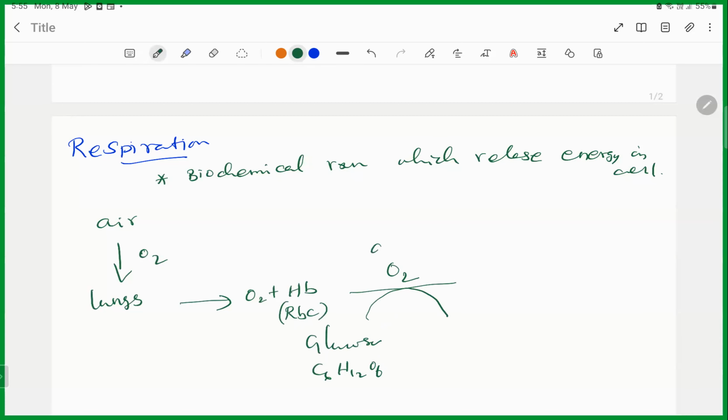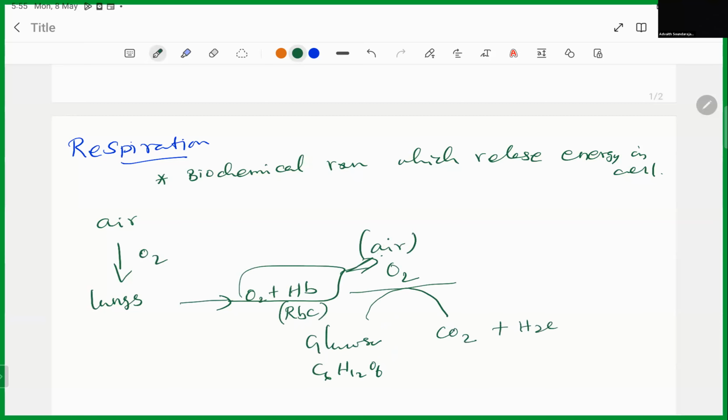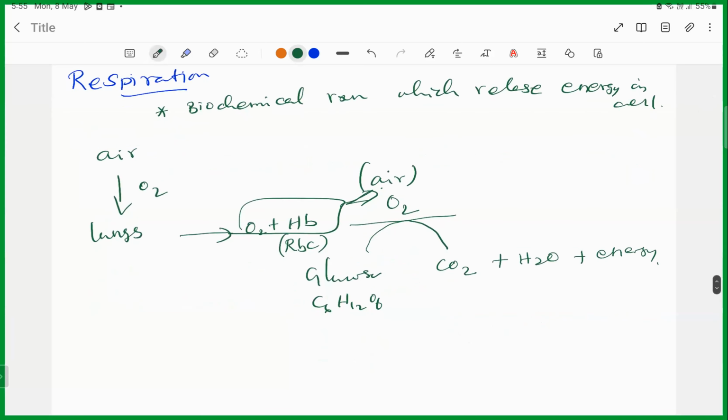The oxygen from the air is bound to the hemoglobin. The glucose is converted into carbon dioxide, water, and then energy. In this process, an amount of energy is released entirely, and when energy is released it is called an exothermic reaction. Are you all able to understand? Yes, sir.